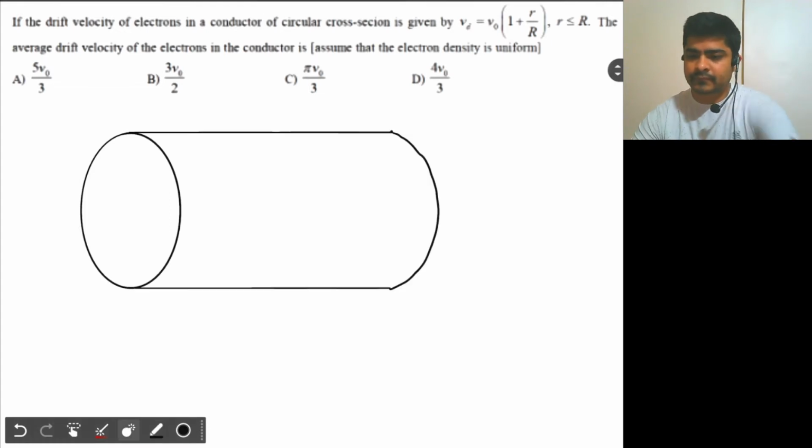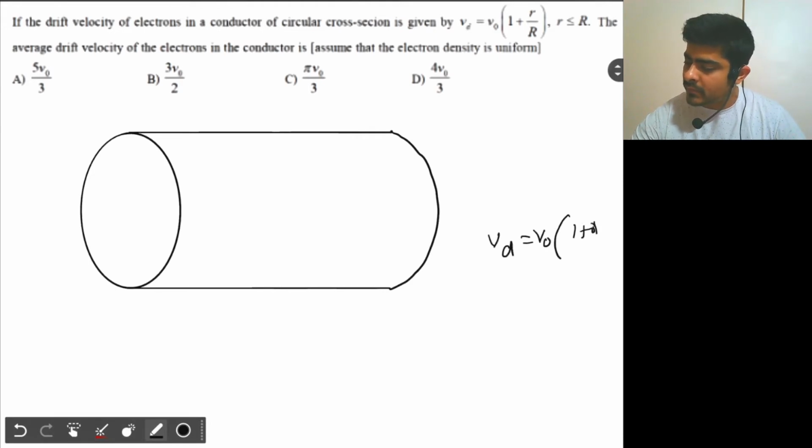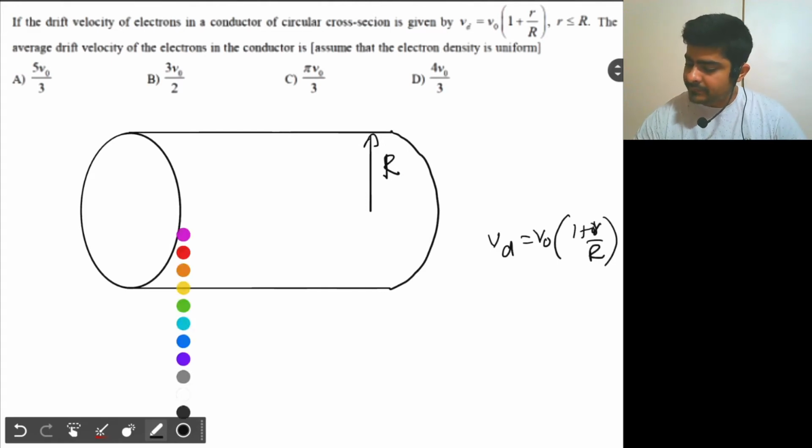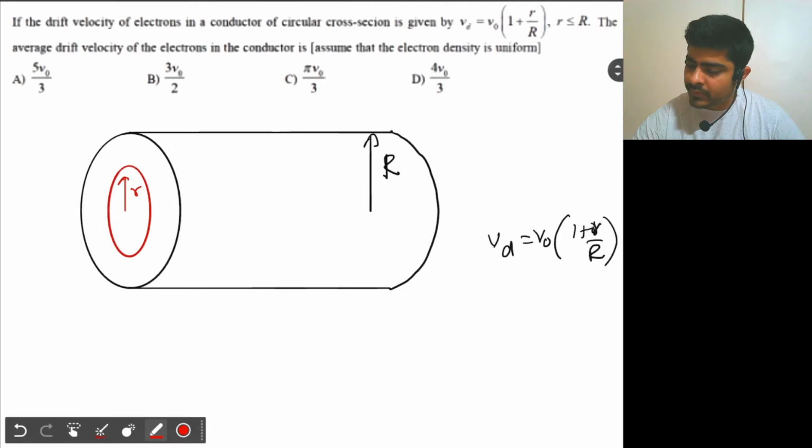So this is our conductor, and the drift velocity is given as a function of radius. Vd is equal to V naught (1 + r/R), where r is the radius and R is the radius of the cylinder. Basically, if we take a small radius and draw a ring over here, this is a ring of thickness dr.